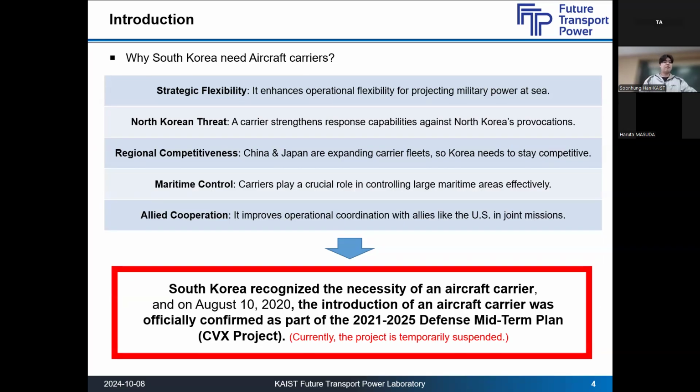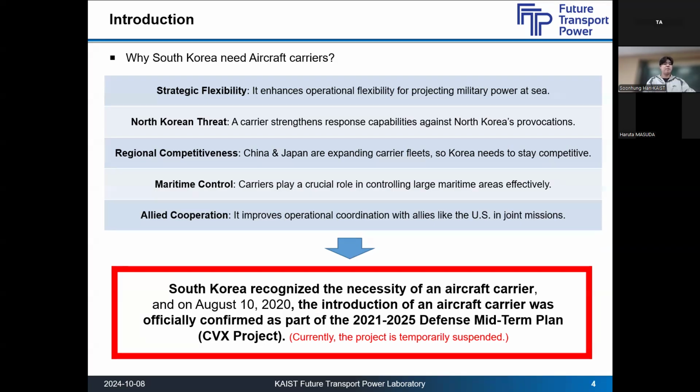The third one is because of the regional complexities. As I mentioned before, China and Japan already have aircraft carriers, and they will also expand their carrier fleets. So we thought that Korea needs to stay competitive. And number four is maritime control. Aircraft carriers play a crucial role in controlling large maritime areas effectively near the Korean oceans.